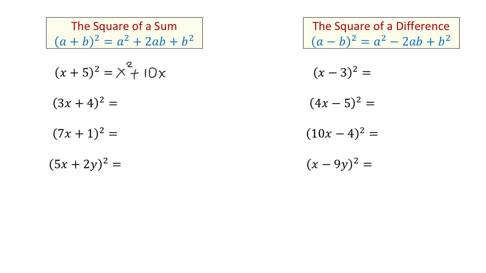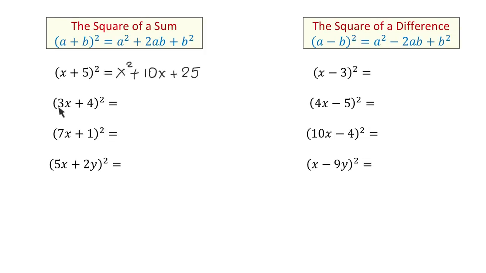Then the last term is obtained by taking 5 and raising it to the second power. 5 raised to the second power will be 25. So the answer is x squared plus 10x plus 25, and this trinomial is a perfect square trinomial. Let's go to the next example.